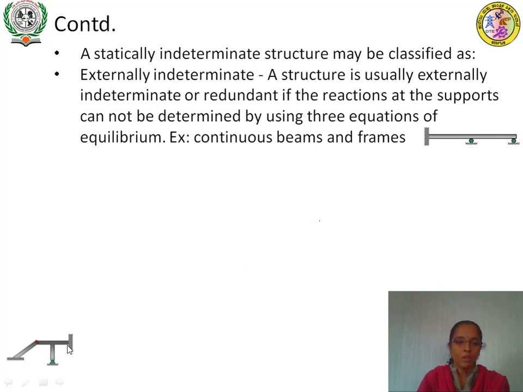Here is one more example. This is a fixed end, this is a fixed end, and this is a hinged end. So the total number of reactions will be 3 plus 3 plus 2, 8 unknowns. Then we have 3 equilibrium conditions. Apart from that, an internal hinge is provided at this point, so it provides an additional equation, called a compatibility condition. What is that additional condition? The bending moment at the internal hinge is 0.